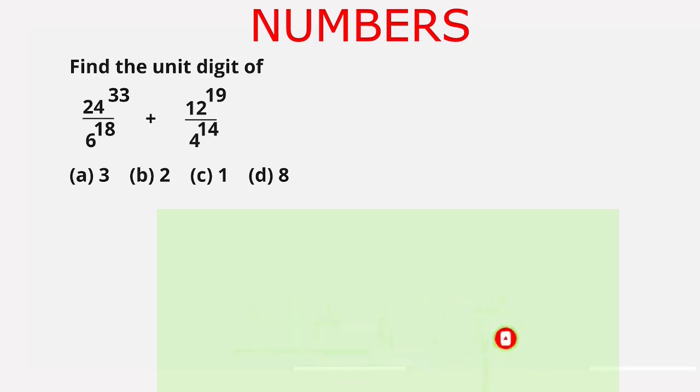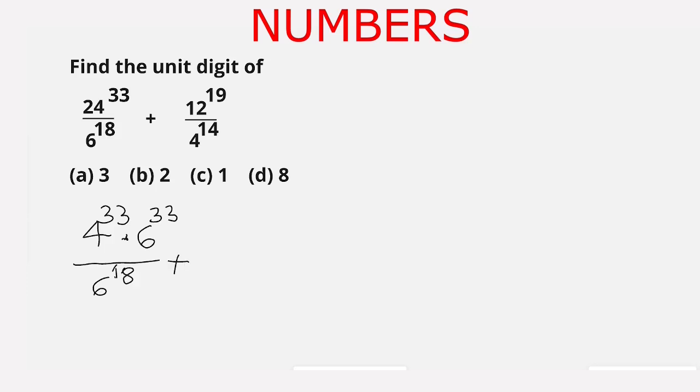The number 24 to the power 33 can be written as 4 to the power 33 multiplied by 6 to the power 33 upon 6 to the power 18, plus 12 to the power 19 can be written as 3 to the power 19 multiplied by 4 to the power 19 upon 4 to the power 14. The denominator we have written as it is in both parts of the question.